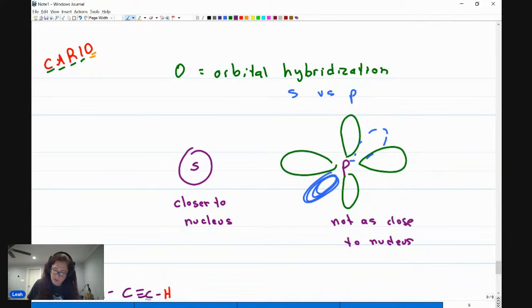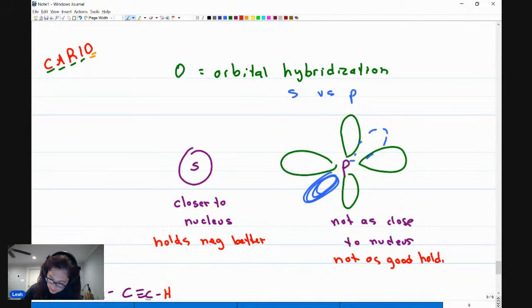Okay, so let me know if you're with me so far. S, I bring the electrons closer. P, the electrons are further away in those bubbles, just going around and around in figure eights like that. So what does that have to do with the hybridization? If S is closer to the nucleus, then we can assume it holds the negative better. And this one is not as good holding the negative.